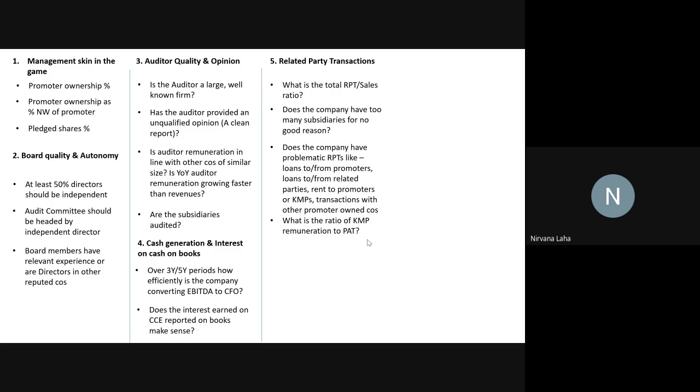There will be some companies where the promoter will forego a salary for a year because the business has done poorly. So say normally his salary is 1.5 crores, he will not take a salary in a particular year because the profits have been very low, the business had a bad year. So that's usually a good sign. It's a sign that the promoter thinks long term and that the promoter cares about the shareholders. Okay. So I think that's it for related party transactions.